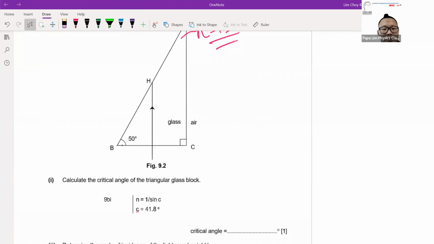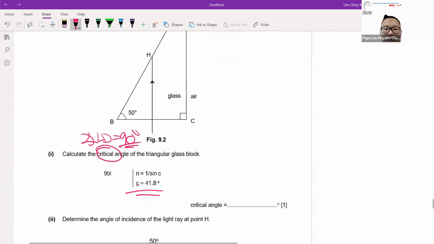Okay, straightforward. Critical angle is sine 90. Critical angle refers to where? The sine angle in the less dense medium. Critical angle means the angle in the less dense medium is 90 degrees. So the formula will be here and you get the answer straight away, 41.8.